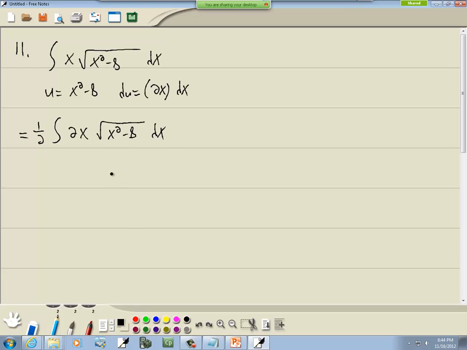Okay, so the x squared minus 8 there, we'll replace that. The 2x dx, those all get replaced by du. So this becomes 1/2 the integral of the square root of u du, which, square root of u is u to the 1/2 du.